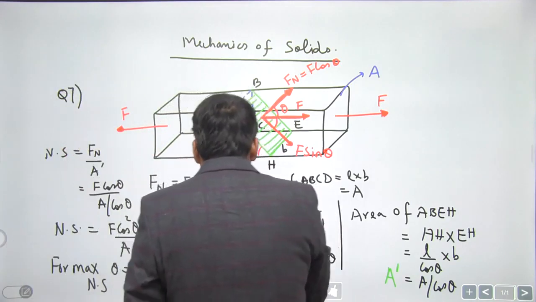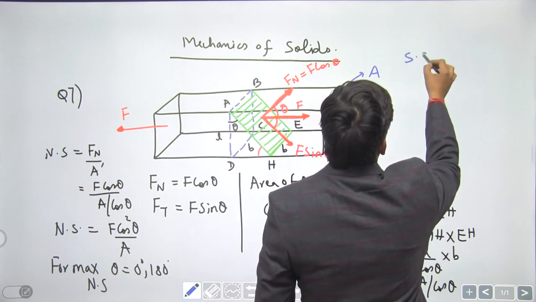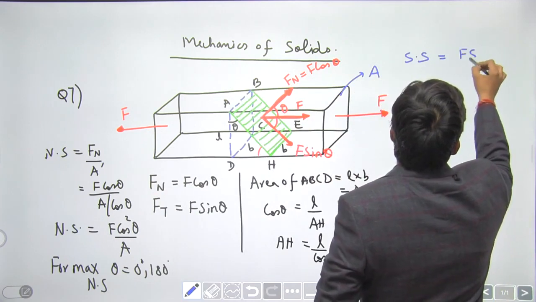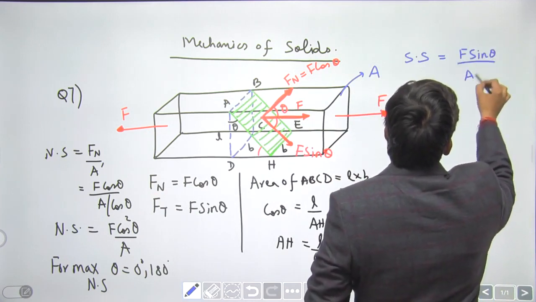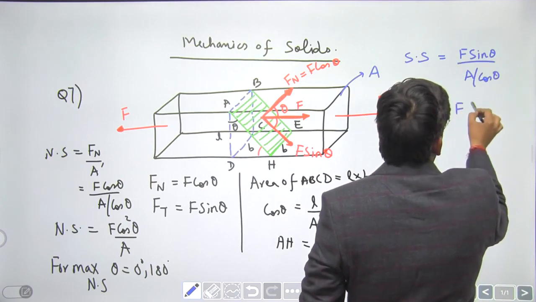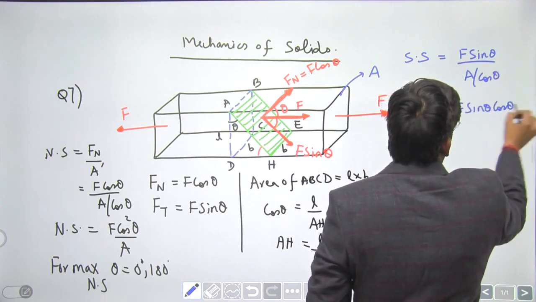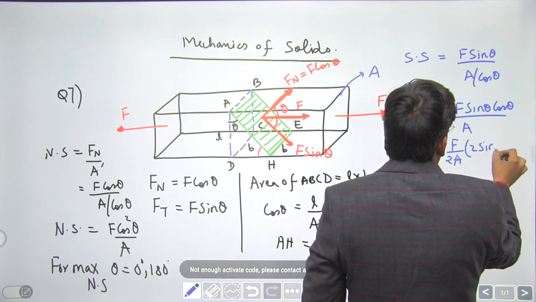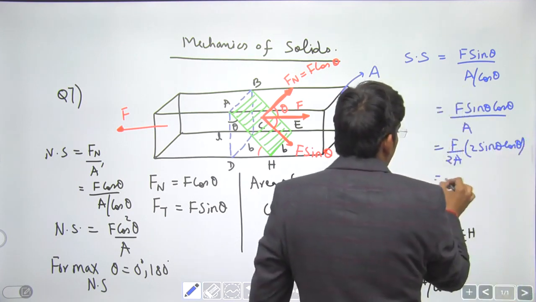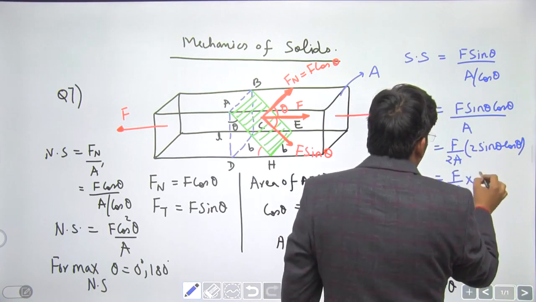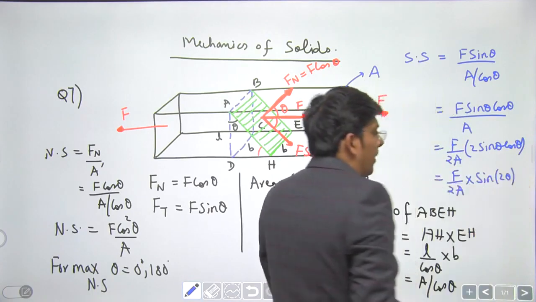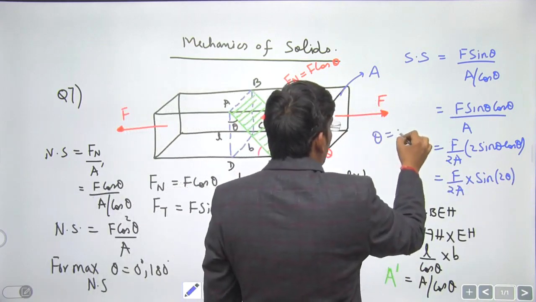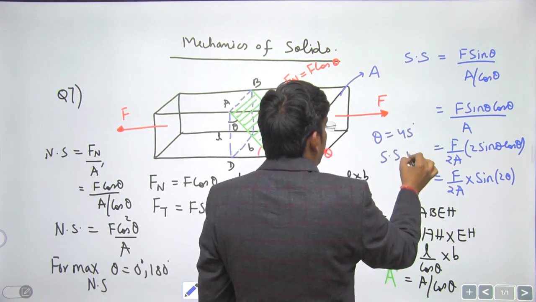So do we have shear stress? Can we calculate shear stress? Yes, we can calculate shear stress. Shear stress is equal to the component of the force parallel to the surface, which is F sin theta, divided by, obviously, the area, A by cos theta, right? This is F sin theta cos theta divided by A, F by 2A multiplied by 2 sin theta cos theta. So this is F by 2A sin 2 theta. You know that sin 2 theta is maximum for 2 theta equal to 90 degrees, so theta is equal to 45 degrees. At theta equal to 45 degrees, shear stress is maximum, right dear students?